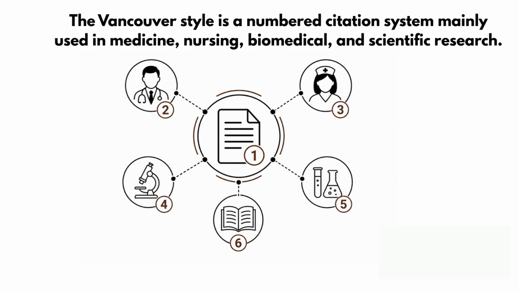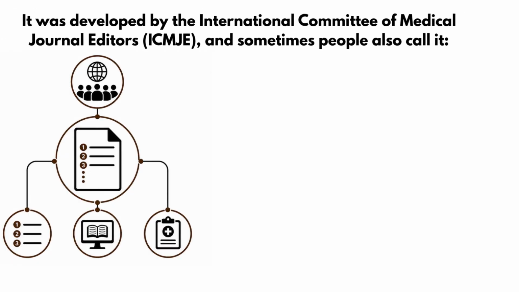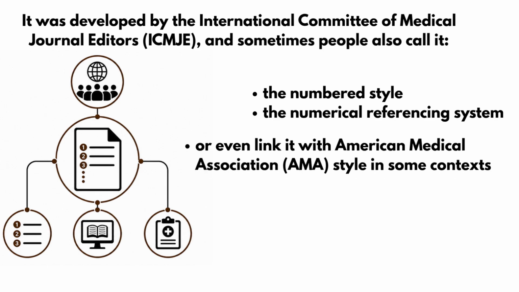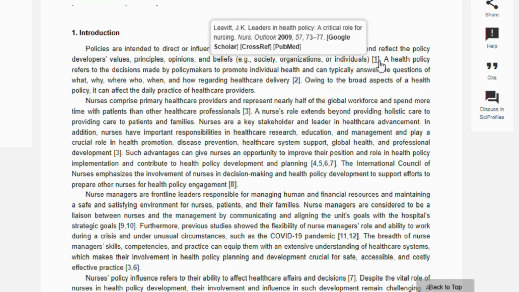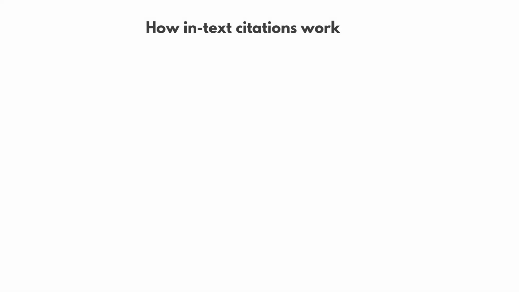The Vancouver style is a numbered citation system mainly used in medicine, nursing, biomedical, and scientific research. It was developed by the International Committee of Medical Journal Editors, and sometimes people also call it the numbered style, the numerical referencing system, or even link it with American Medical Association style in some contexts. So instead of writing author names like Levitt, 2009, we simply use numbers like 1, 2, 3.